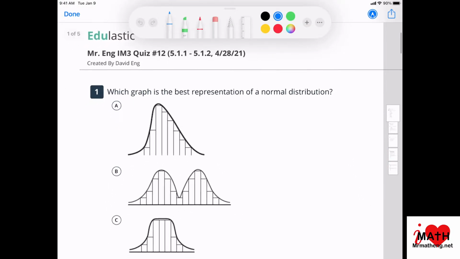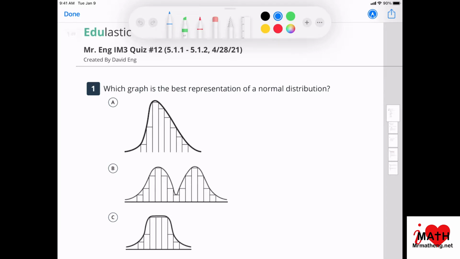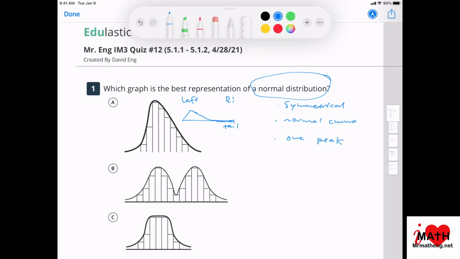All right, which graph is the best representation of a normal distribution? Normal distribution means that it's symmetrical. It's a normal curve. It has one peak. This one, they didn't do a great job, but a lot of the data is to the left, and this tail over here is to the right. We would call this one skewed right. So not this one.